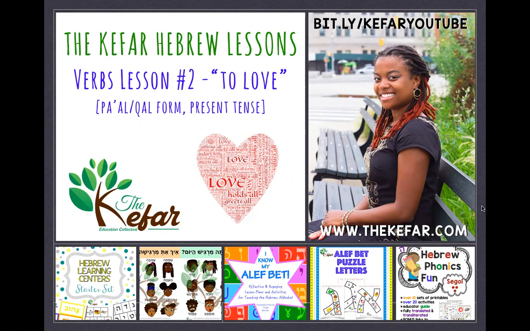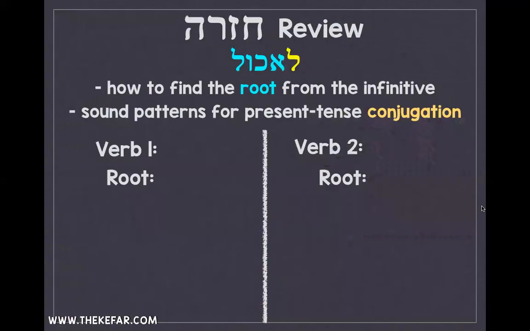This is number 2 in the series, and we're going to learn how to conjugate the verb meaning to love or to like. If you didn't watch the first verbs lesson, please do, since each video builds on the last and also gives you exercises to help you practice before moving on. So we're going to start this video by reviewing the practice verbs that I gave you last time, and then I'll teach you about the new conjugation pattern.